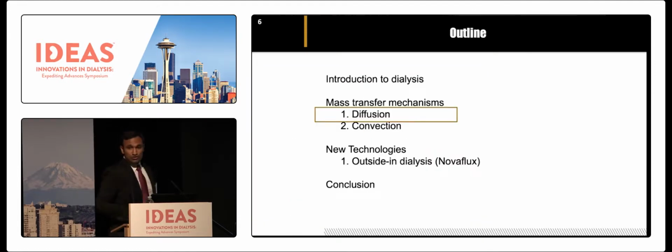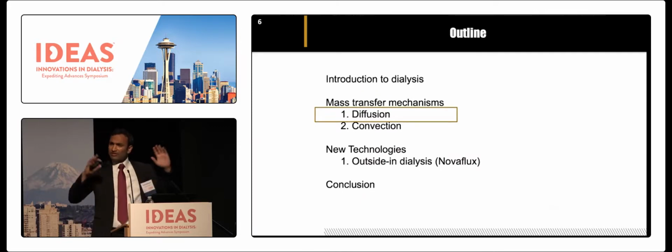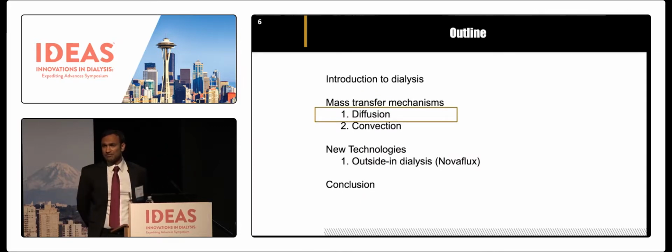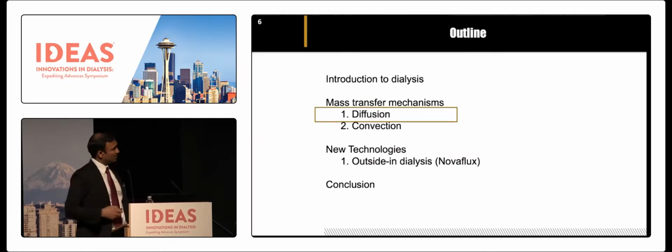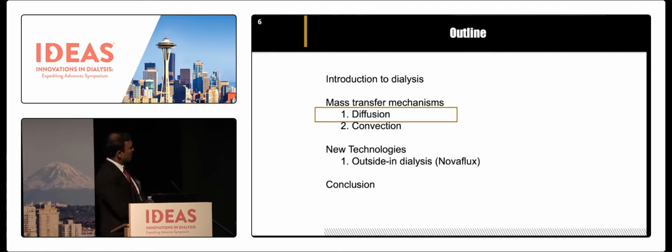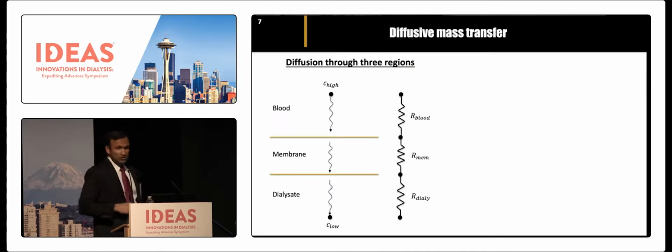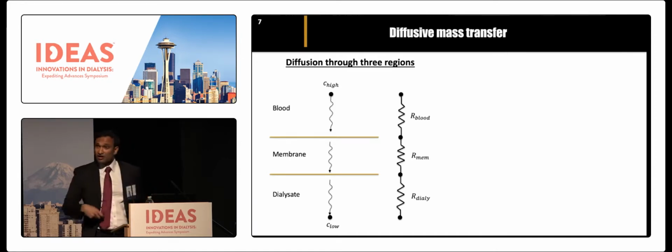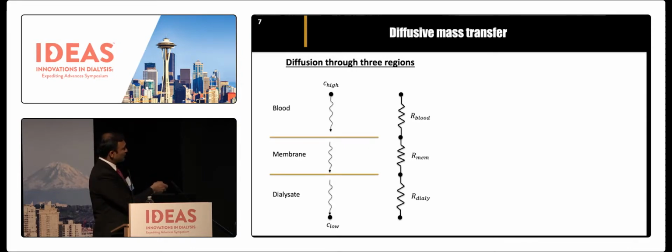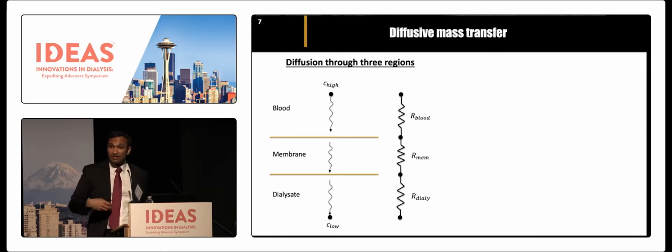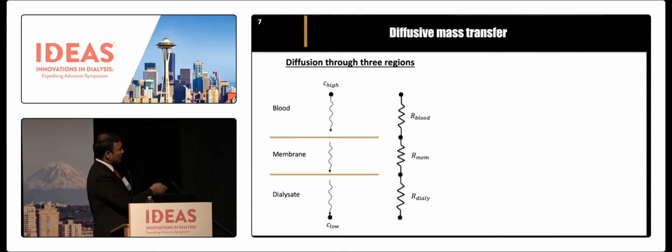Okay? So I'm just going to go through a very brief overview of some of the physics behind some of these ideas, and I'm going to talk a little bit about diffusive mass transfer. Suppose we're looking at the diffusion of molecules from the blood side to the dialysate. When molecules move from the blood to the dialysate side, they have to pass through three regions. They have to diffuse through the blood, through the membrane, as well as the dialysate.